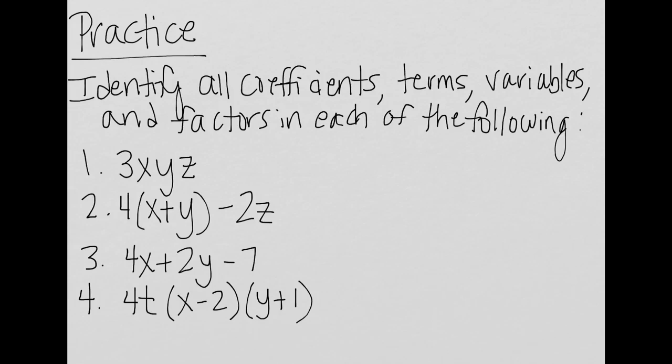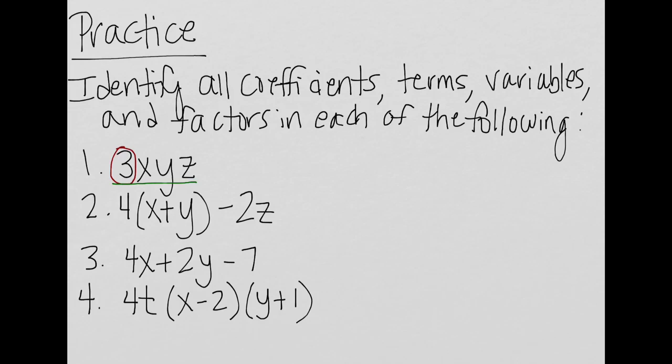Alright, so now that you are ready for the answers, let's talk about it. It's going to get a little busy on this screen, so I apologize. But for the first one, coefficients, you should only have 3. 3 is the only number here in front of a variable, so 3 is a coefficient. If we want to talk about terms, there is only one term here because there is no plus or minus anywhere in this expression. So there is only one term, and the term is this whole thing, 3xyz.